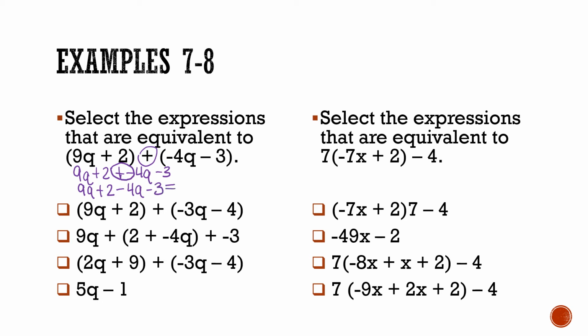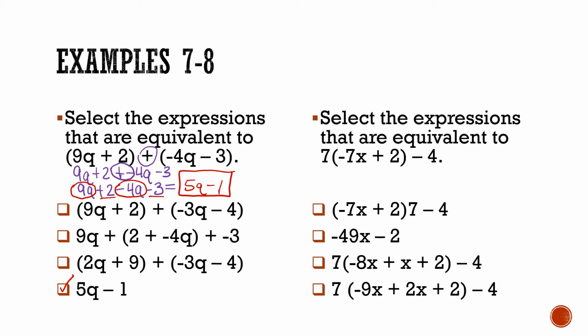Okay, we're going to combine our like terms. So 9q minus 4q is 5q. And 2 minus 3, you have more negative. And we're going to subtract those two because they have different signs in front of them. So 3 minus 2 is 1. So we are looking for 5q minus 1. Obviously, we can go ahead and check that last answer choice.